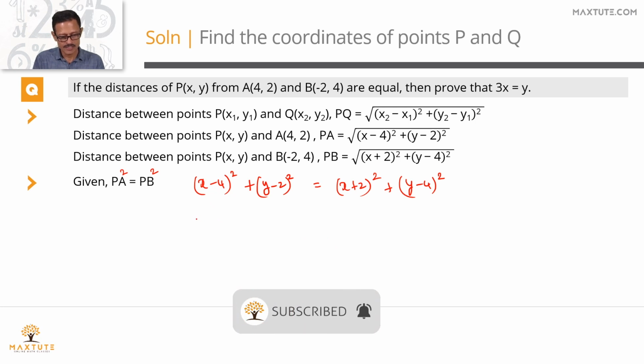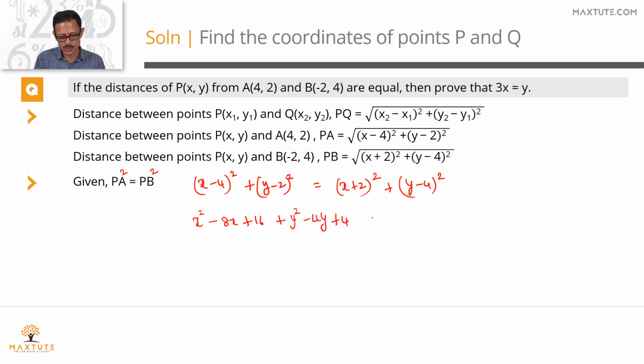X minus 4 the whole square will translate to x square minus 8x plus 16. Y minus 2 the whole square is y square minus 4y plus 4. This is equal to, on the right hand side, x plus 2 the whole square, which is x square plus 4x plus 4, and y minus 4 the whole square, which is y square minus 8y plus 16. X square gets cancelled with x square on both sides. Y square gets cancelled with y square on both sides. 4 gets cancelled with 4 on both sides. 16 on both sides get cancelled with each other.